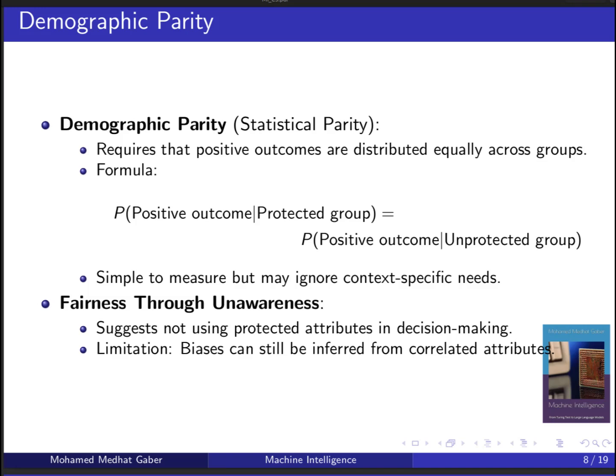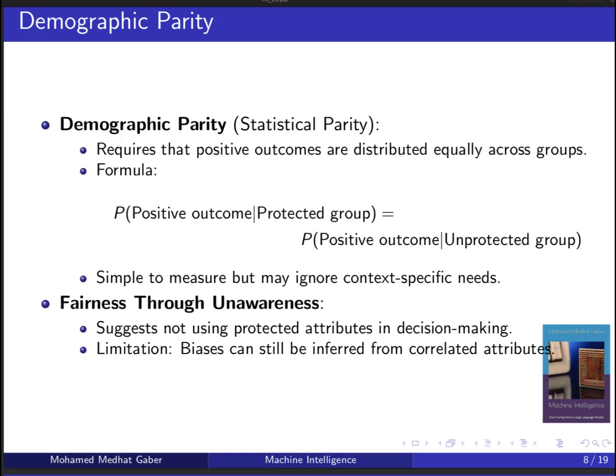Even if protected attributes are omitted, the AI system might still infer them indirectly through correlated variables, leading to biased outcomes. Moreover, completely ignoring protected attributes can prevent AI systems from making corrections that would counteract existing biases in the data. In some cases, incorporating protected attributes thoughtfully can help the system adjust for historical inequalities, promoting fairer outcomes.